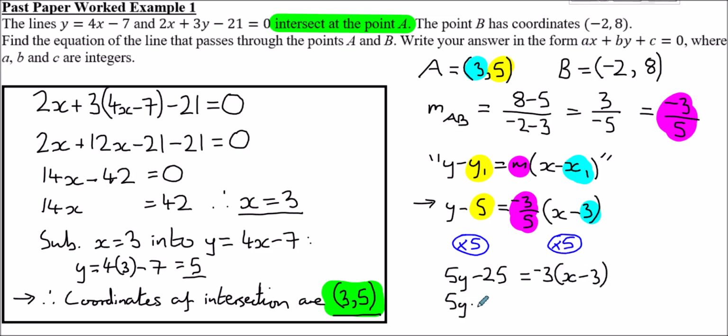So second step, we can expand this out. Minus 3 times x is minus 3x, and minus 3 multiplied by minus 3, minus multiplied by minus gives us a positive 9.